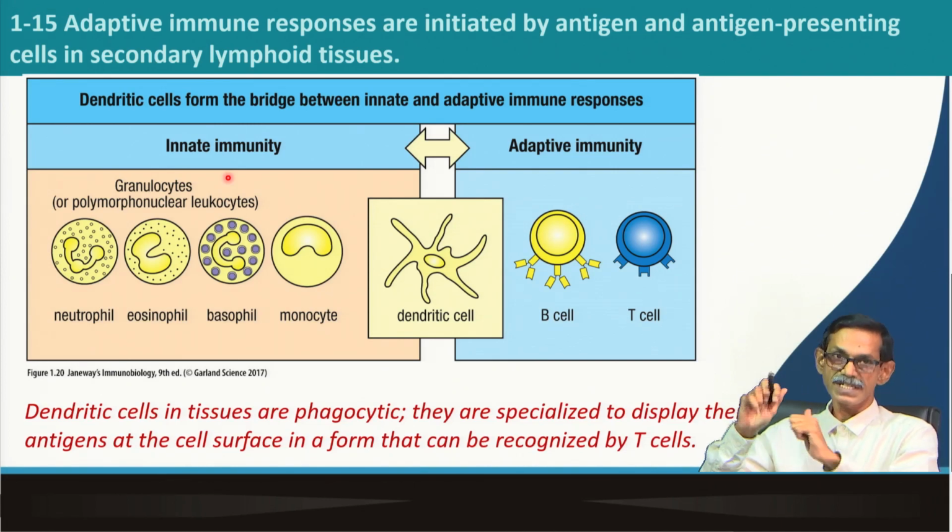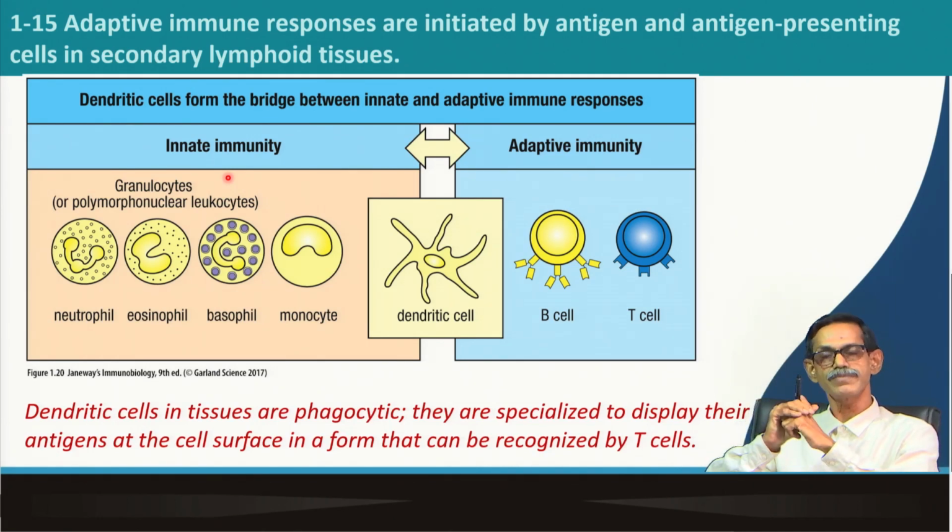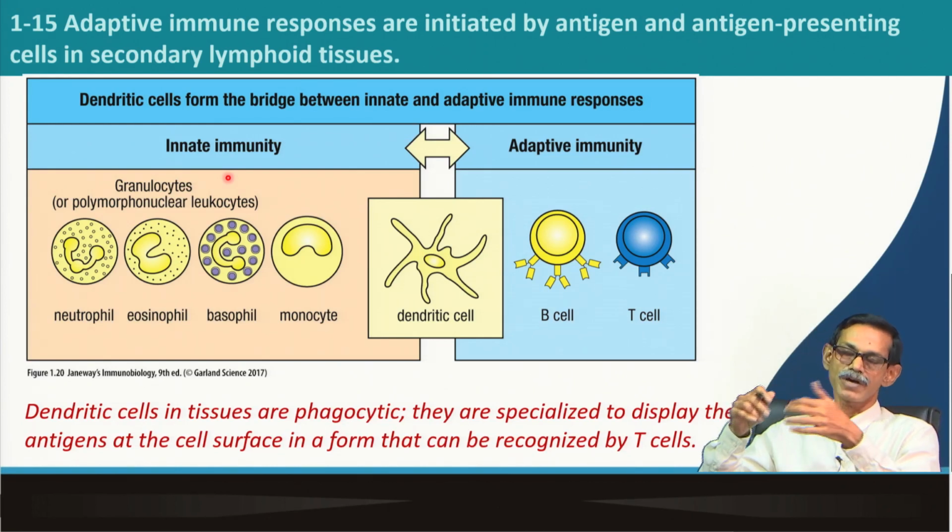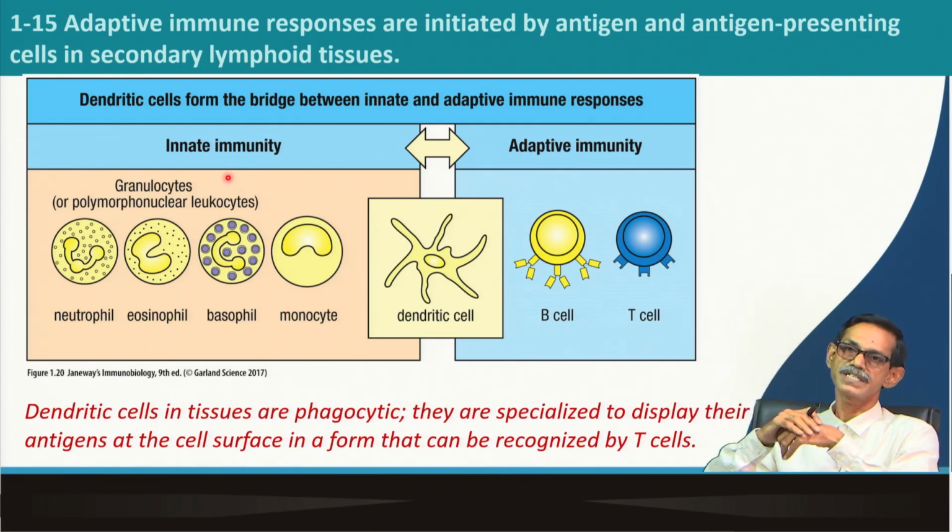Okay. But dendritic cells in tissue are phagocytic. So, they are specialized to display their antigen at the cell surface. Okay. That means this is also an antigen presenting cell. There are 3 types of antigen presenting cells in the immune system: dendritic cells, macrophage and B lymphocytes. So, they not only do their own job for the immune system, like killing or phagocytosis, they also present the antigen to T cells.